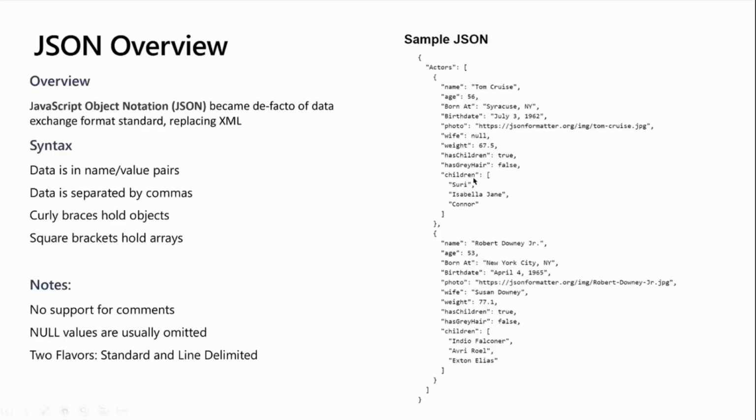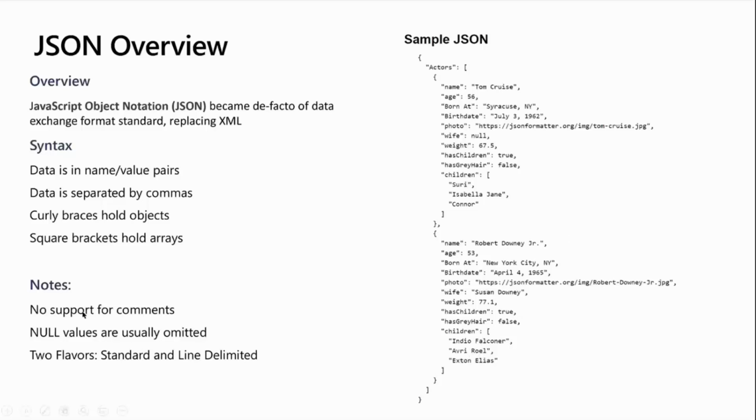So in this case, we have a children array that has Suri, Isabella, Jane, and Connor as children. And then you'll notice there's an actors array that has an actor for Tom Cruise and an actor for Robert Downey Jr. So there's going to be two rows. Each row is going to have children that has an array, so we can explode that array out.